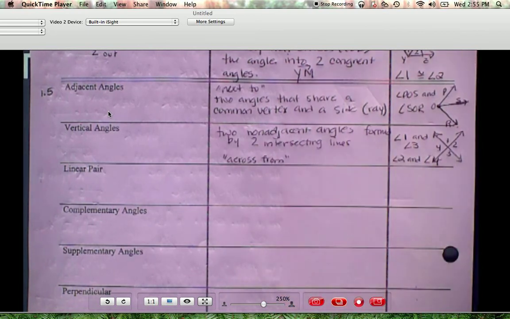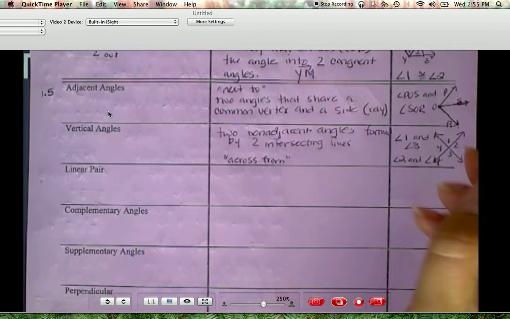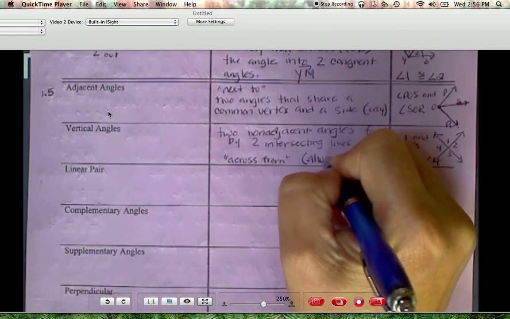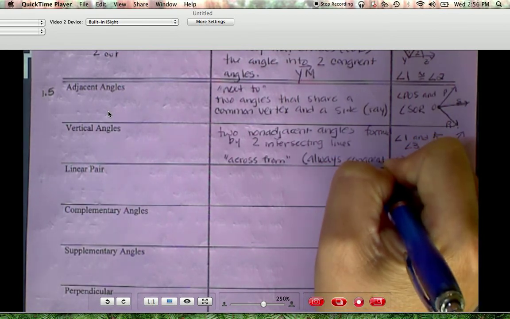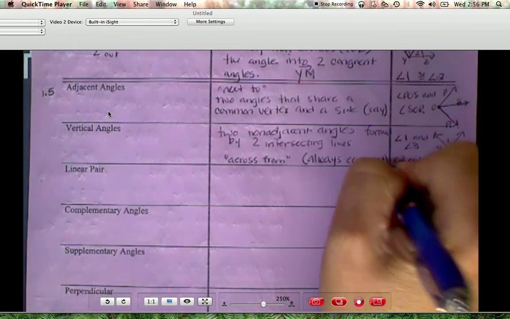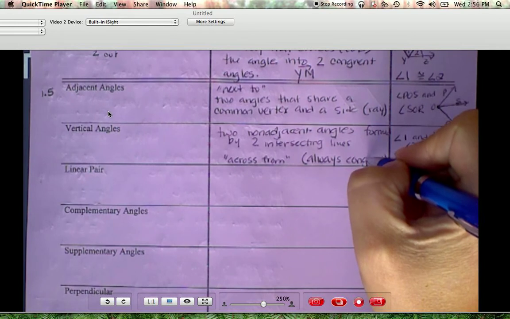We will eventually learn that vertical angles are always congruent. We'll put in parentheses, always congruent, or have the same measure. Oh, I forgot the U. Congruent. So that's a future lesson, but it's good to know now. All right, there's an R and a U in there.